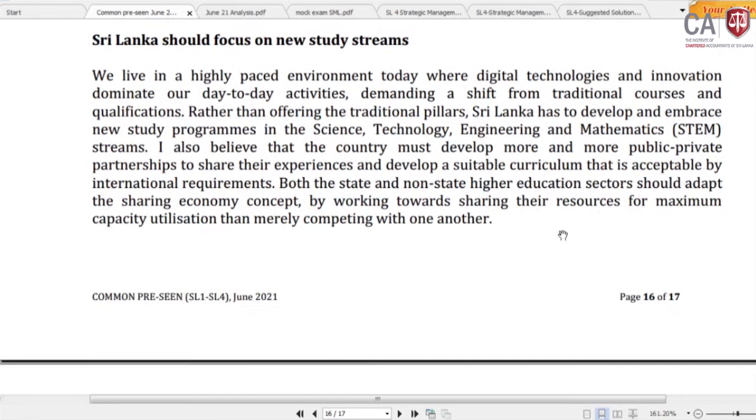Sri Lanka should focus on new study streams also. We know that there are a lot of digital technologies and innovations available nowadays. So, we want to look at new programs in areas like science, technology, engineering, mathematics. So, it is suggested to develop more and more public private partnerships to share their experience and develop a suitable curriculum that is accessible by international requirement.